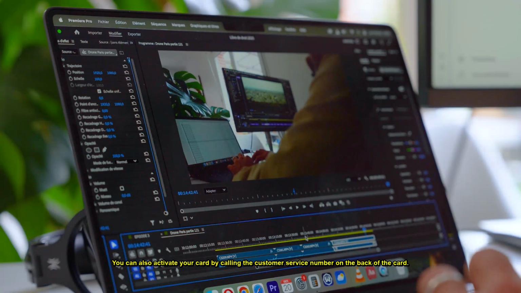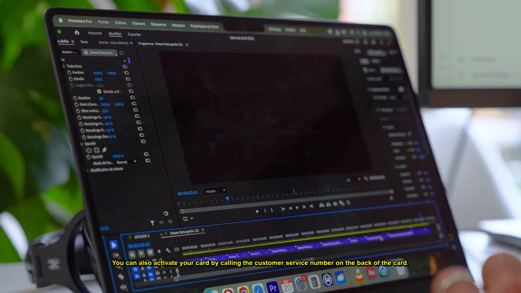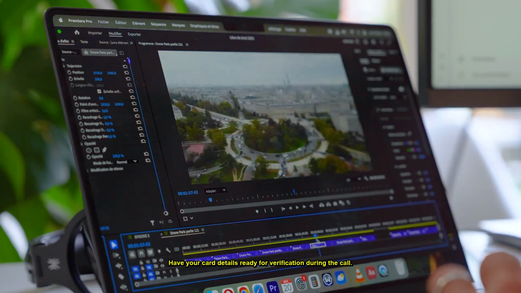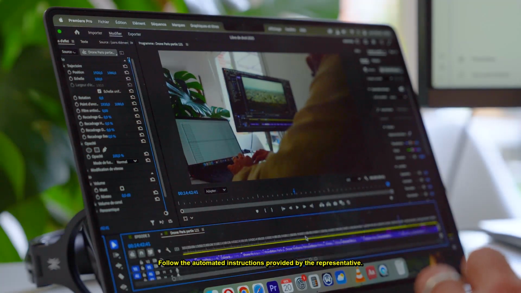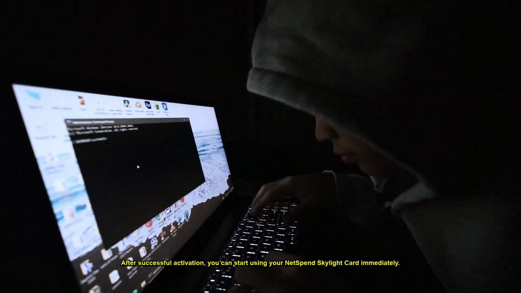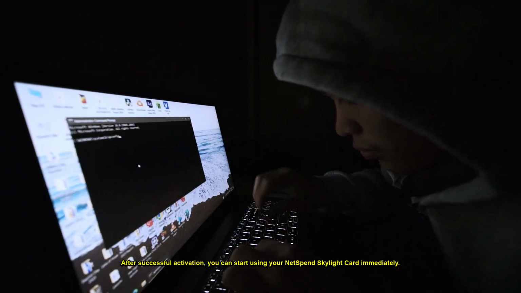You can also activate your card by calling the customer service number on the back of the card. Have your card details ready for verification during the call. Follow the automated instructions provided by the representative. After successful activation, you can start using your Netspend Skylight card immediately.